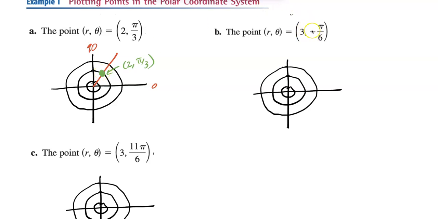Okay, the next one. 3 and negative pi over 6. So negative pi over 6 is like a negative 30. We're going to go from 0 down 30. So remember, when we're negative, we go down. So we're going to be kind of like this. It's an estimation. We'll say that's negative pi over 6. And then we have a radius of 3. So we go 3 out from the center on that pole, 1, 2, 3. So right there.